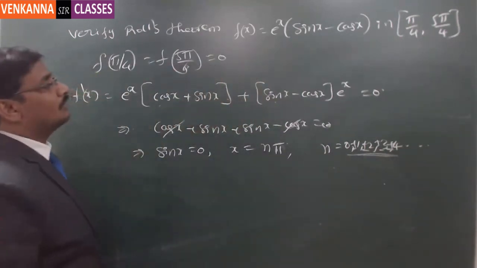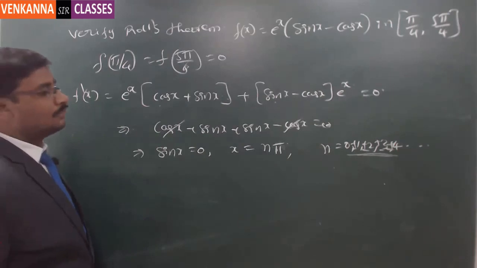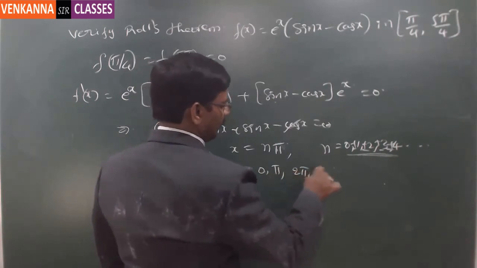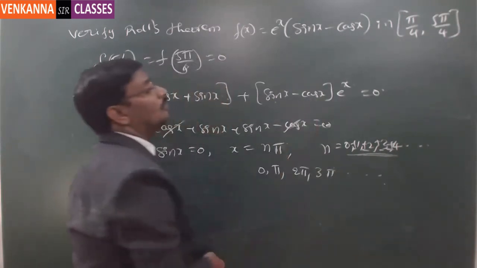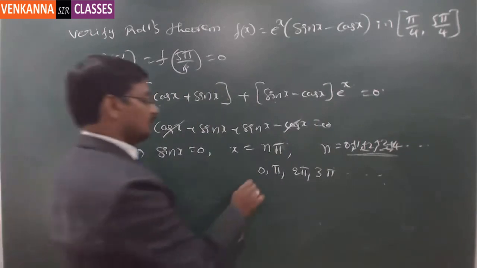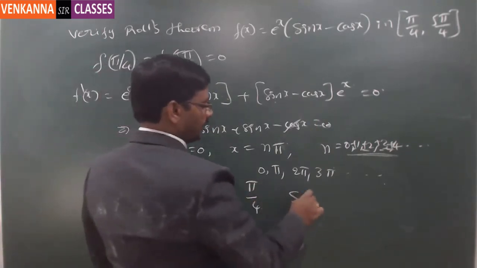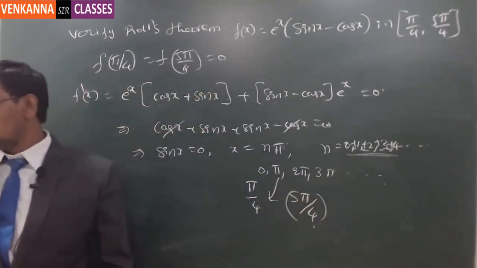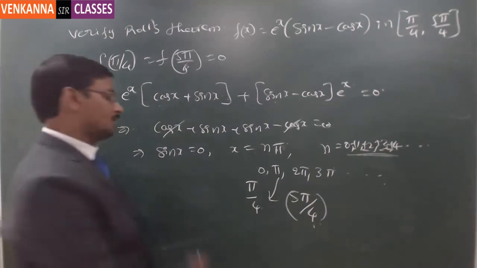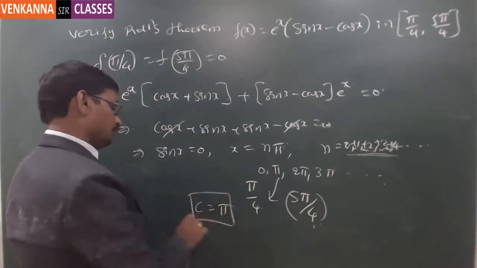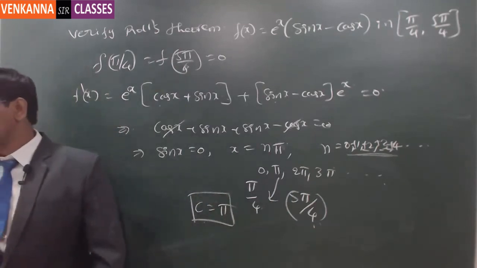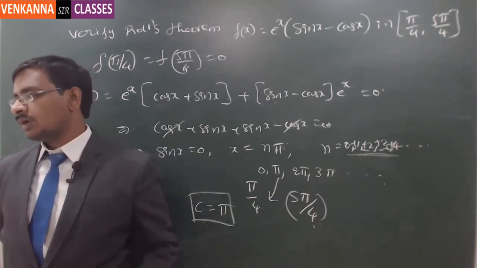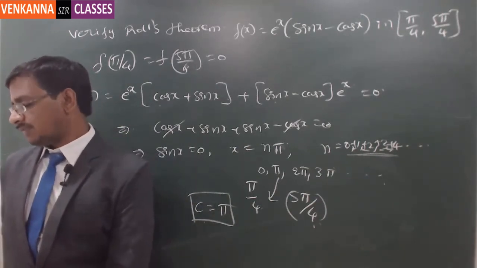So you can take any value in between pi by 4 and 5 pi by 4. These values are, one is 0, another is pi, and 2 pi, 3 pi on the positive range. Anyway, we need only the positive range, that is in between pi by 4 and 5 pi by 4. So there is only one value, pi, right? So obviously c is equal to pi is the solution. Got it? So I hope everybody got the answer for this. Yeah, this is straightforward and easier.